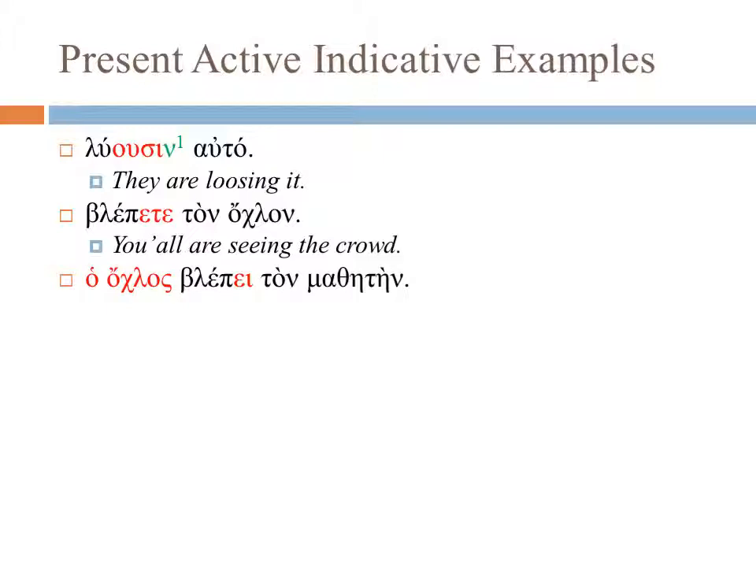Okay? Now, when we have a third person verb, it's the only time that we can look outside of the verb for a subject that is not a pronoun. So we have a third person, blepei, and so we can look outside of it and see, is there something in the nominative singular? And there is. Ho achlos, the crowd. So the crowd sees or is seeing the disciple. The crowd is seeing the disciple.